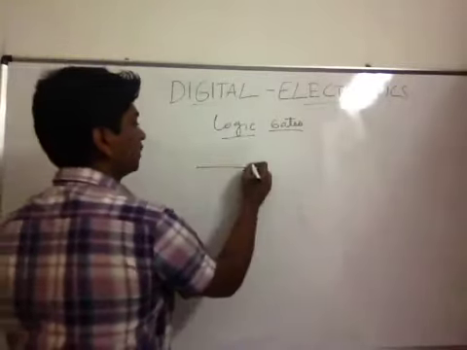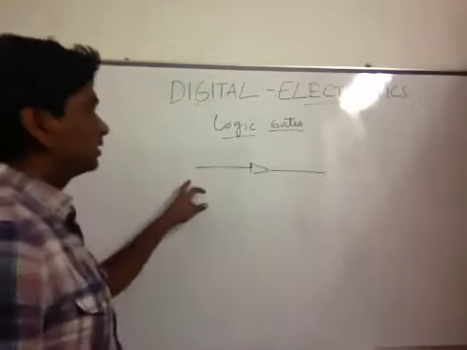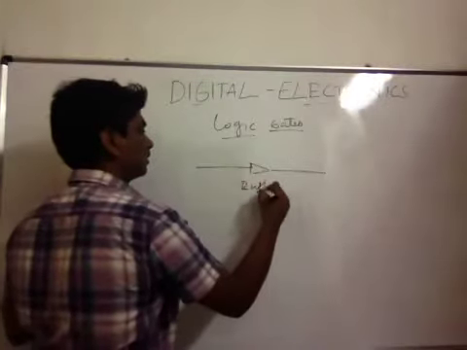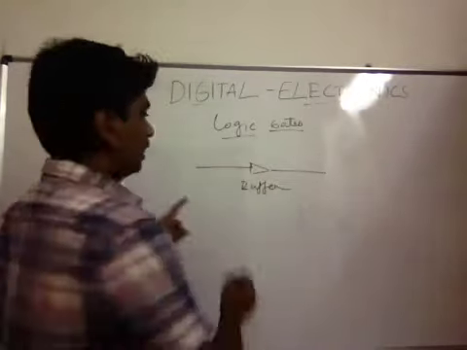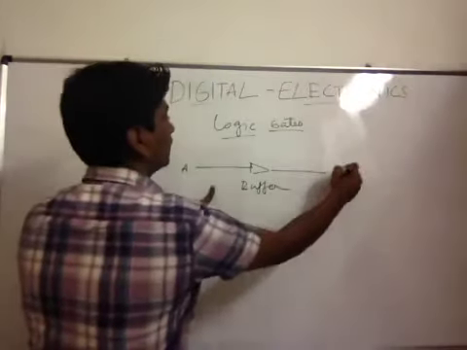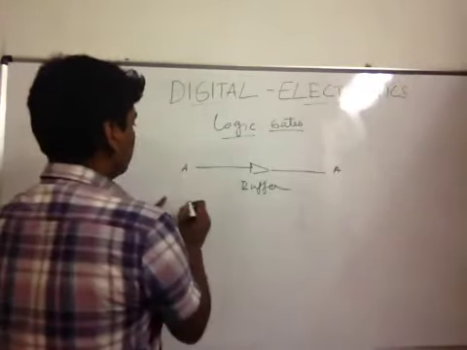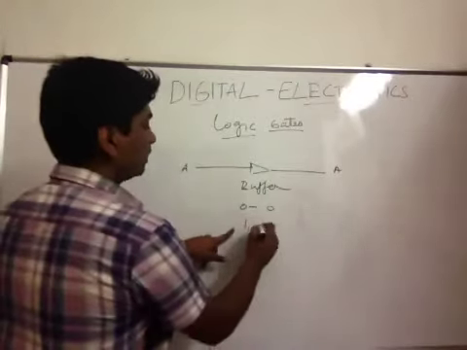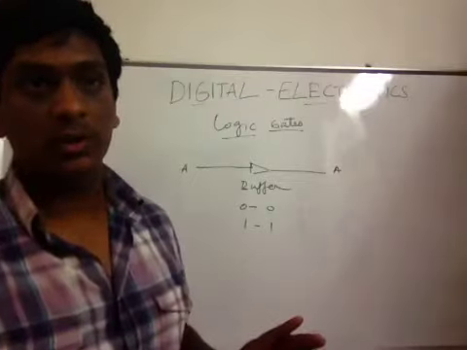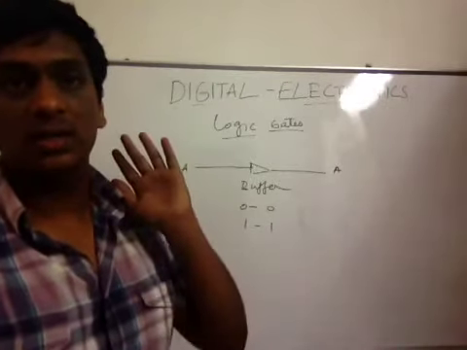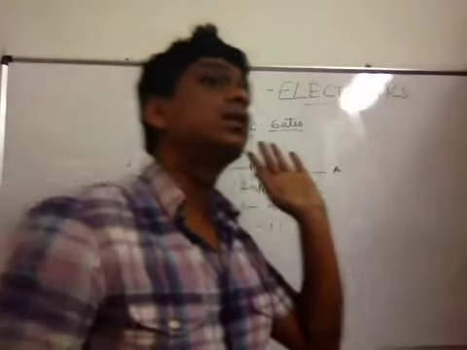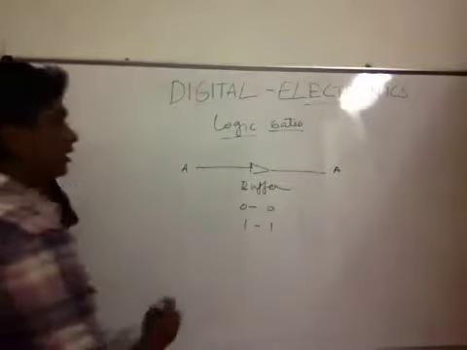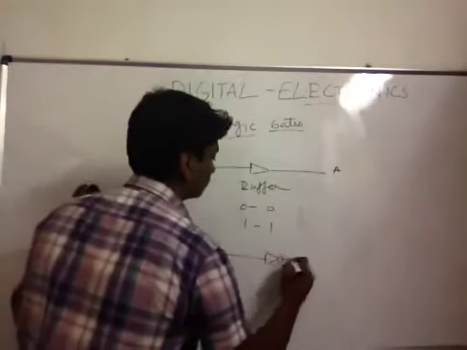This is the first sort of gate. It is a simple arrow and a line extension. This is a buffer. If you are giving A as input, you will get A as output. If you are giving 0 as input, you are getting 0 as output. If you are giving 1 as input, you are getting 1 as output. This is the buffer gate. So the next gate you are going to look at is the inverter gate.